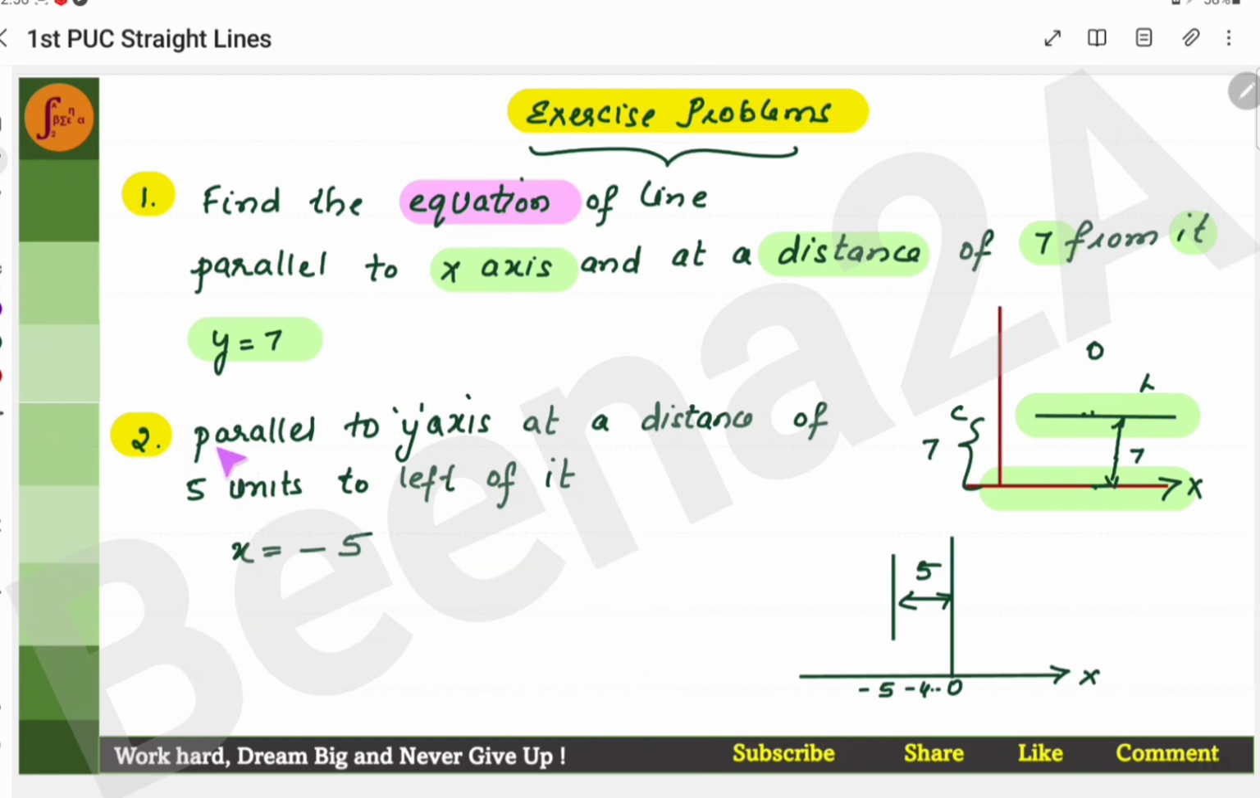Now next one. You have to find the equation of a line which is parallel to the y-axis at a distance of 5 units to the left of it. Now there is a line, right? This is the line which is parallel to the y-axis and the distance is 5 units to the left. To the left means it's all negative values, so it's nothing but minus 5. So here x is equal to minus 5. You just have to write x is equal to minus 5 because this minus 5 is the x coordinate.